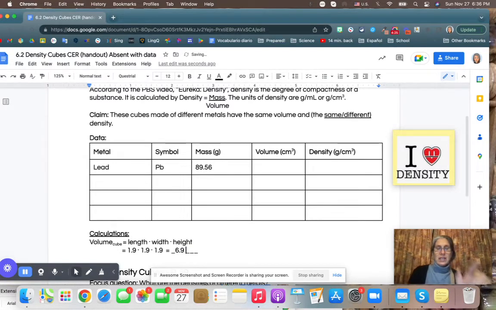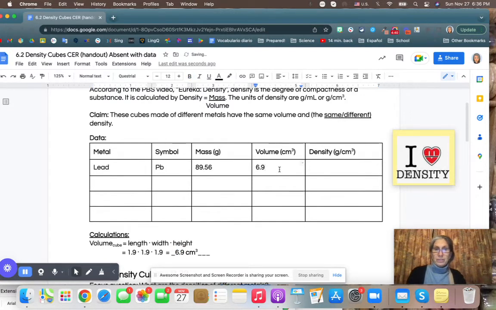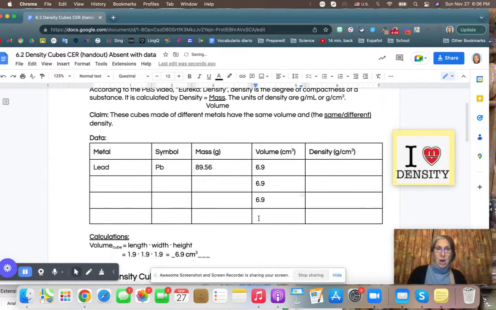The units: centimeters times centimeters is centimeters squared. Centimeters squared times centimeters again gives me centimeters cubed. So this number is going to go up into the volume section. And since all of the cubes are the same size, we're going to use that same number for all of them.